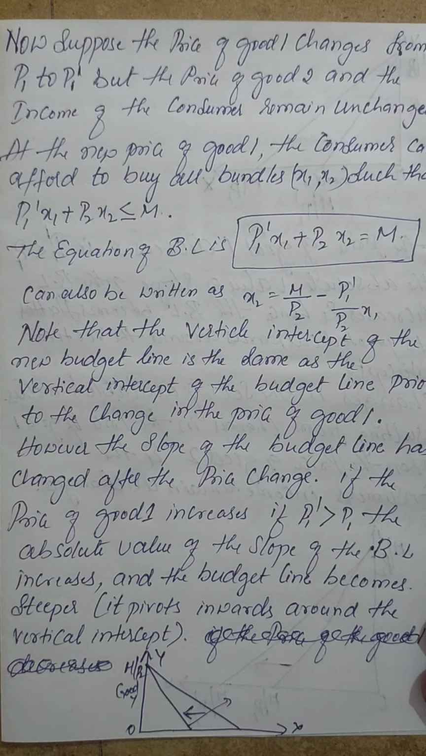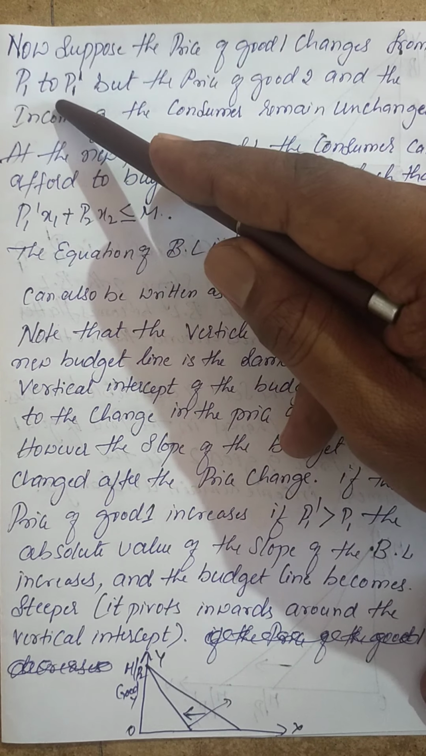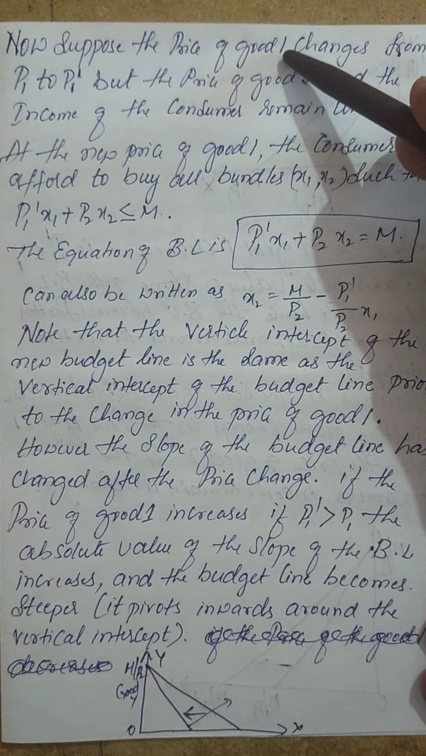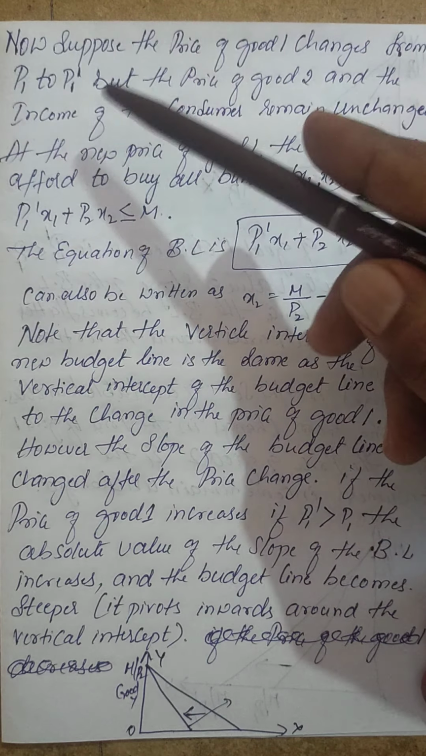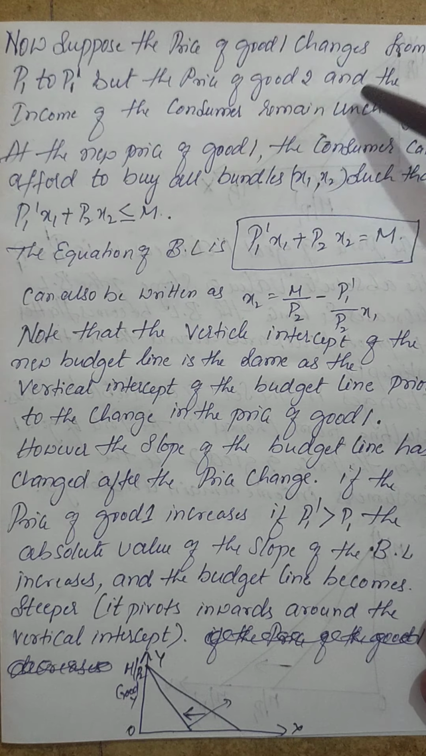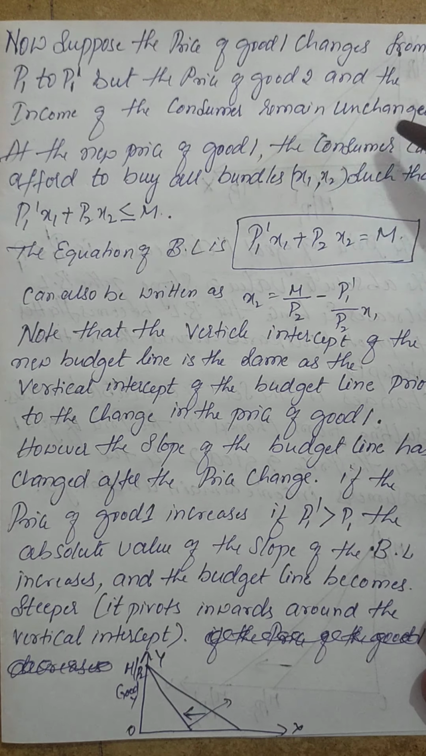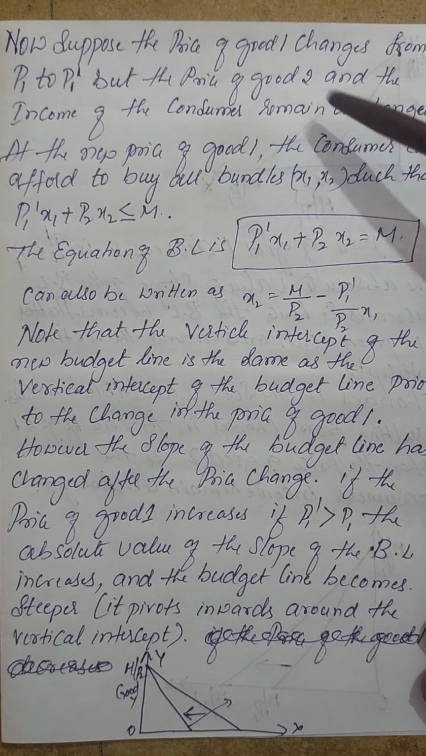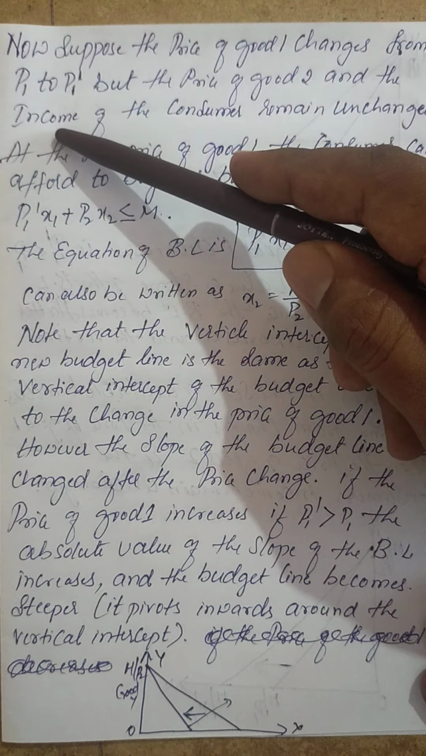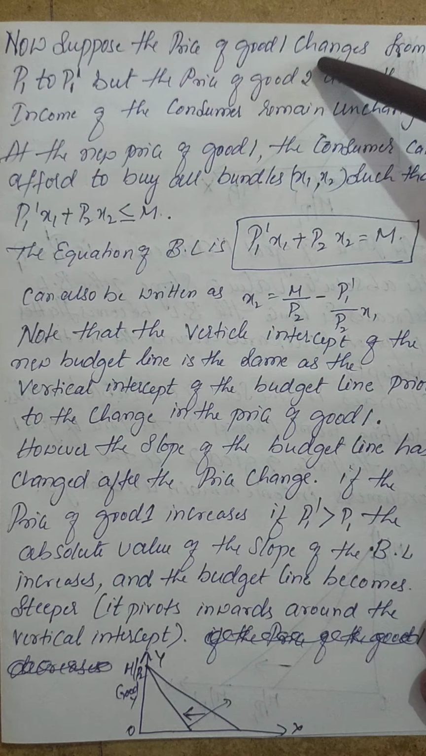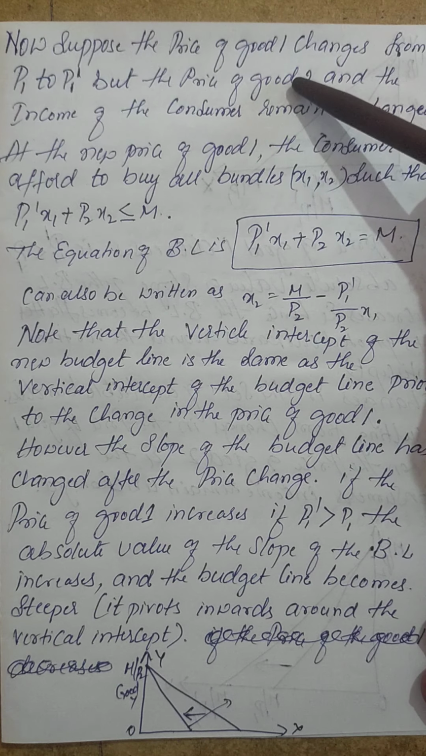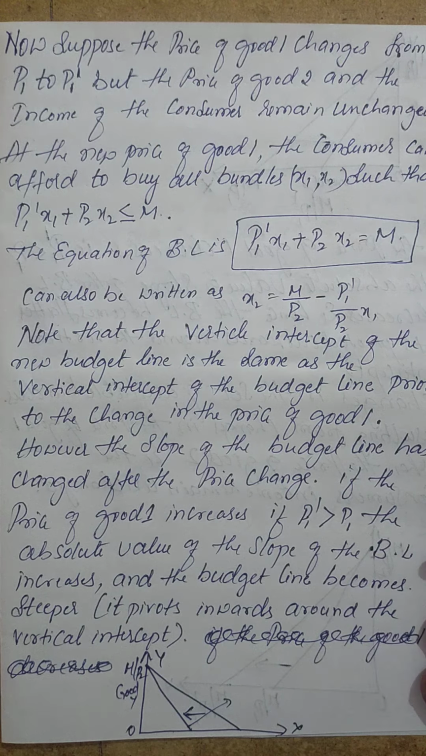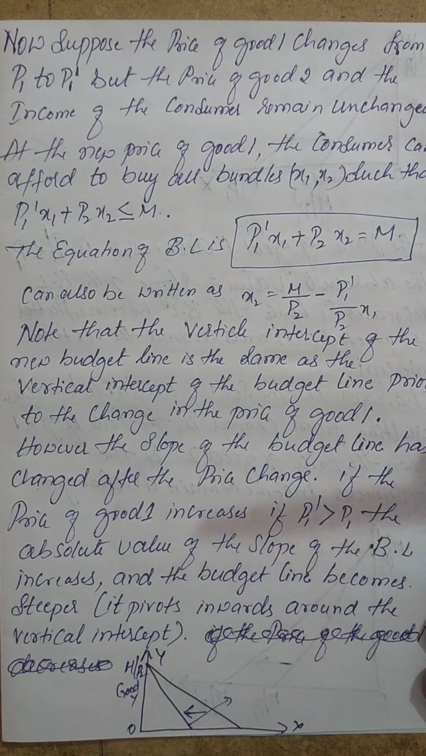So that means there is a rise in what? Price. Price of which? The first good, good number 1's price has been raised, but the price of good 2 and the income of the consumer remain unchanged. So the second good's price and the income of the consumer will not change. When these two do not change and the price of good 1 changes, what changes will be seen in the graph?